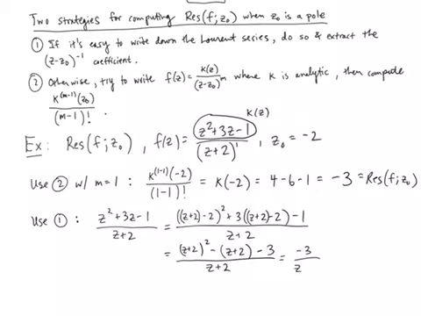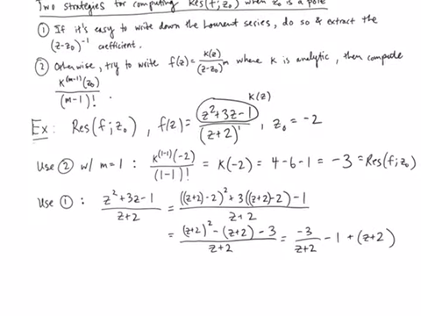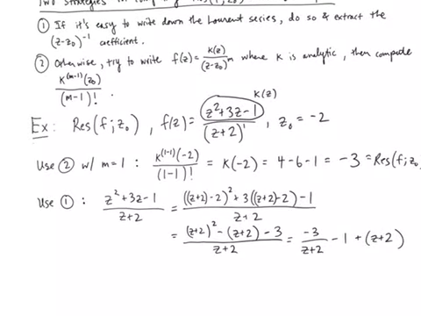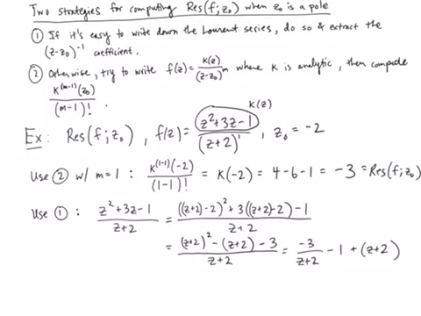is −3 over (z + 2), right, plus, let me say, minus 1, and then plus (z + 2). And so there's the Laurent expansion around −2 of our function. And we indeed see that the coefficient of (z − z₀)^(−1), that's this minus 3 here, right? So that, again, that's the residue of our function at −2.